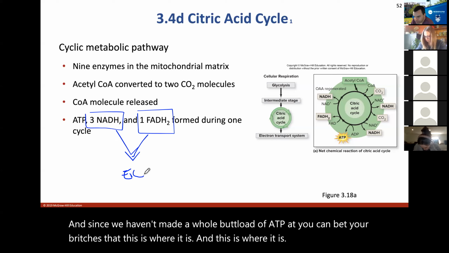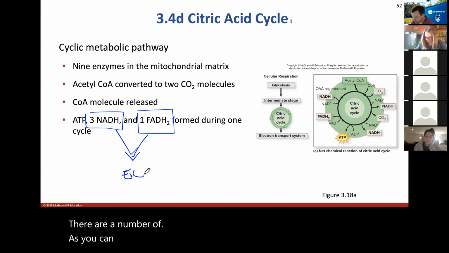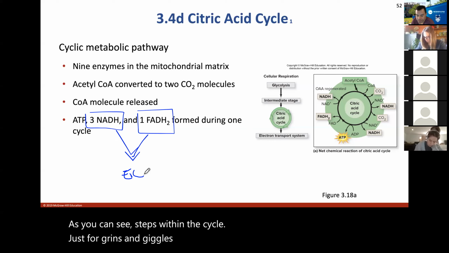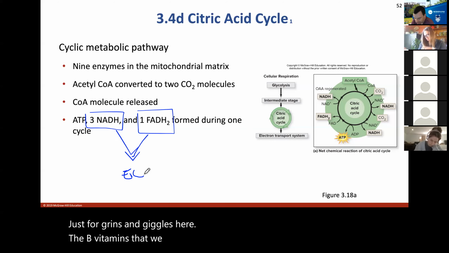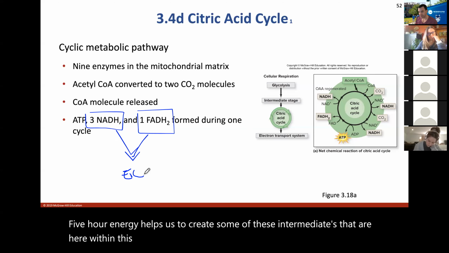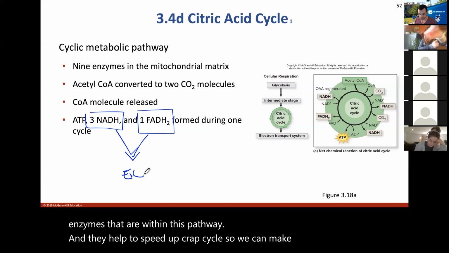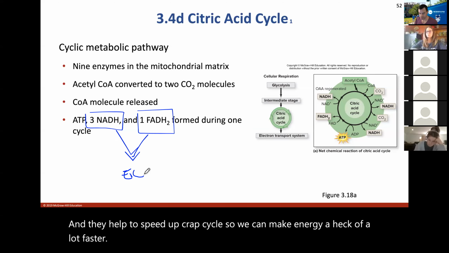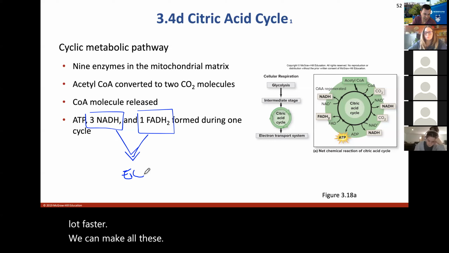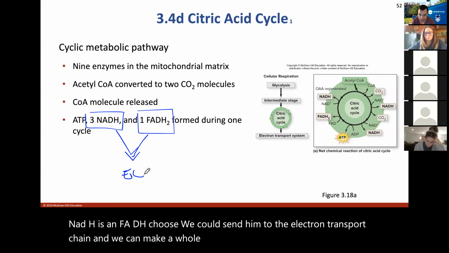There are a number of, as you can see, steps within the cycle. Just for grins and giggles here, the B vitamins that we have in 5-hour energy help us to create some of these intermediates within this pathway. Help us to make some components of the enzymes within this pathway. And they help to speed up Krebs cycle so we can make energy a lot faster. We can make all these NADHs and FADH2s. We could send them to the electron transport chain and we could make a whole lot of energy. Okay.